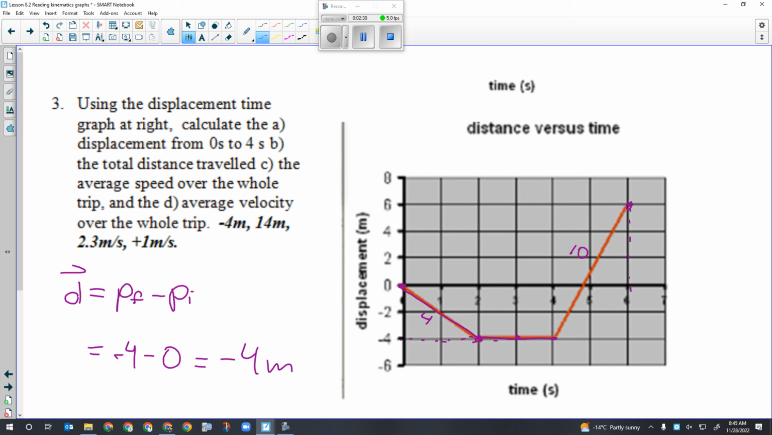Ringing a bell? All right, last thing I can do. If I'm asked for the velocity of the object, I can use this formula: final position minus initial position divided by time, which really is this formula. I would have to use that method for this graph because this graph has many sections.